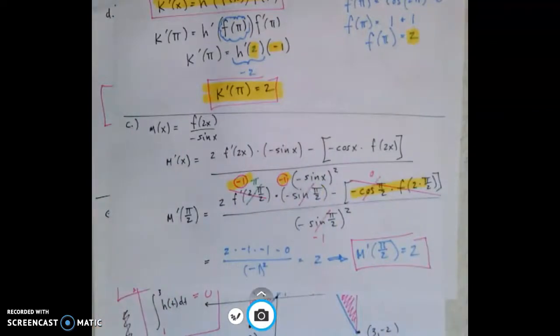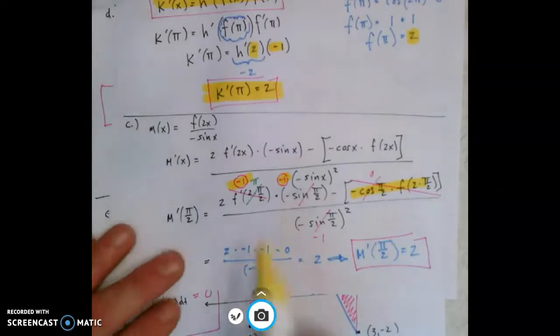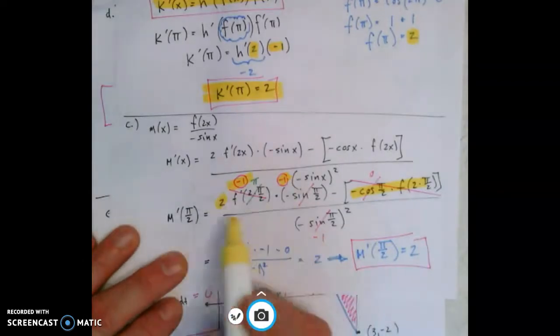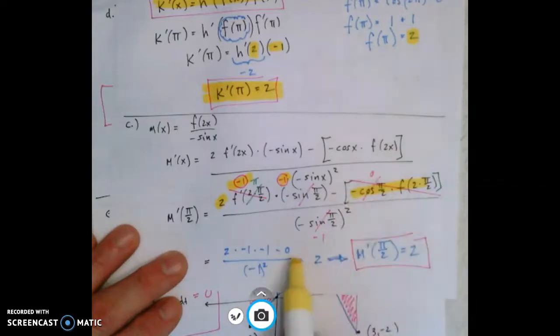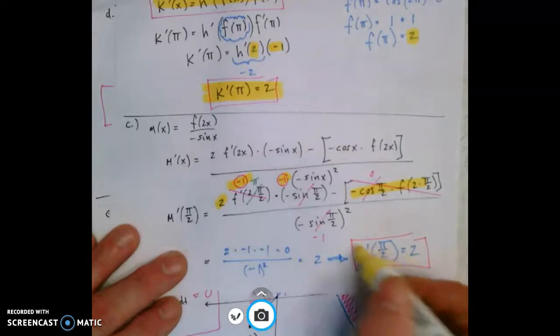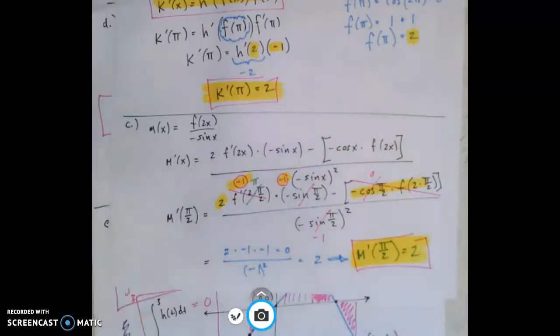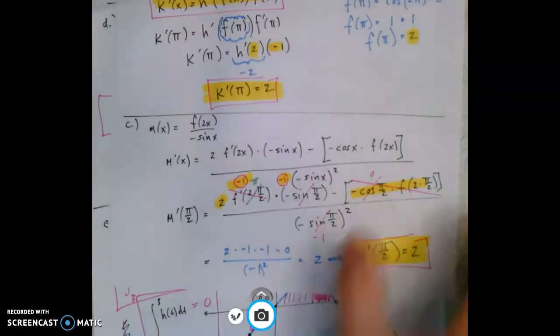And again, you don't necessarily have to do it this way. I'm just doing it for your purposes. So we have our 2 here, don't forget that, times negative 1 times negative 1, minus this whole 0, all over negative 1 squared. So this becomes 2 over 1, or 2. Make sure you label it at the end. It's not points off, but like I said, these are human beings who are correcting these things.